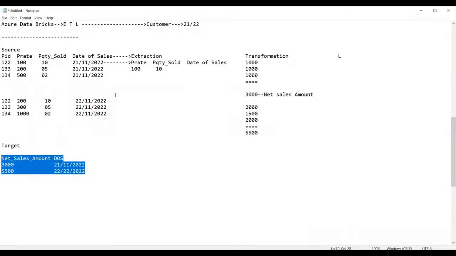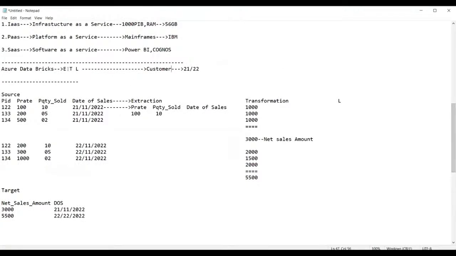This data you can report to the customer, stating that this is the difference of sales between the 21st and 22nd day of November 2022. Am I right, everyone? This process is called extraction, transformation, and loading. And this is done by using Azure Databricks, the service where extraction, transformation, and loading of data is done. Clear, all of you now?